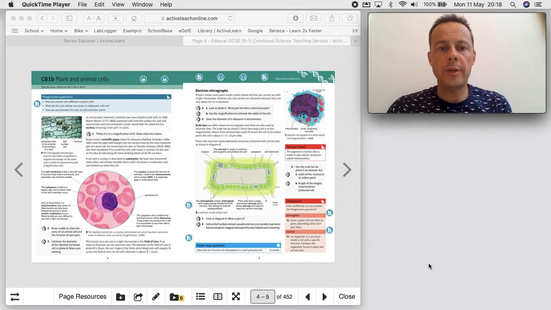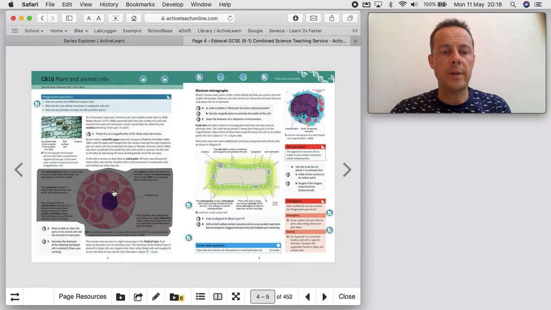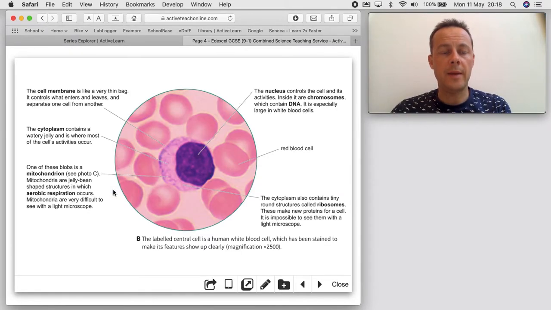Just going through the structure of a plant cell. So last lesson we looked at what was going on inside an animal cell. So if we just click onto this here, we can see the key points that we looked at last lesson.